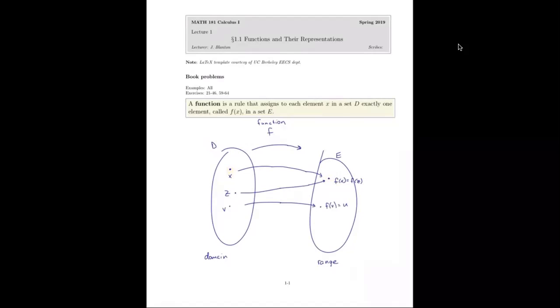Most of the time, we'll be talking about the real numbers over here or some subset of the real numbers, and that function f assigning a number in the real numbers to another number in the real numbers here. So each of D and E will be the real numbers or a subset of the real numbers.